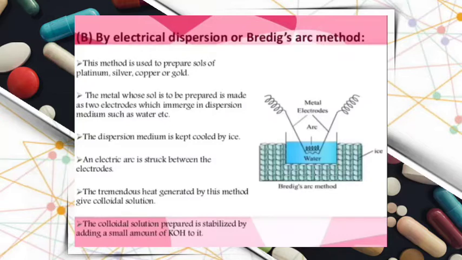Then an electric arc is struck between the electrodes. The tremendous heat generated by this method gives a colloidal solution. The colloidal solution is stabilized by adding a small amount of potassium hydroxide, KOH, to it.